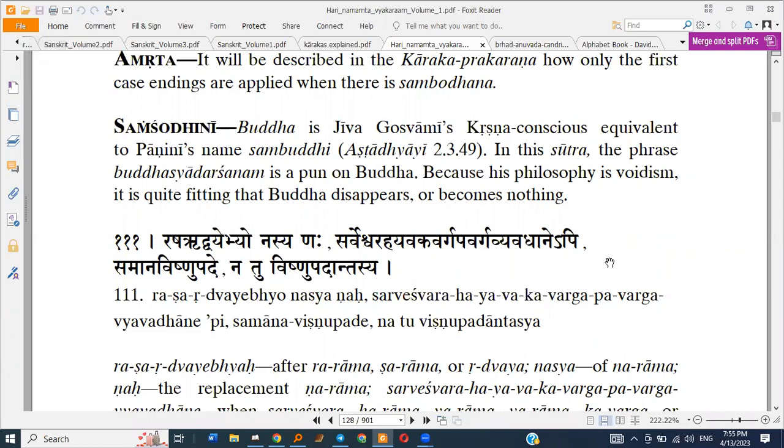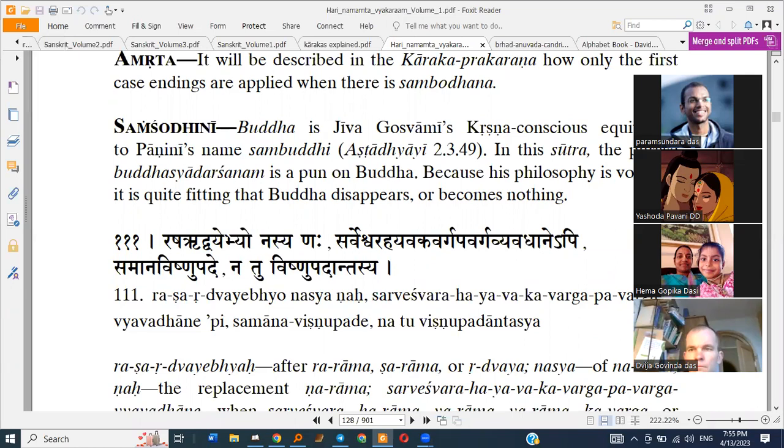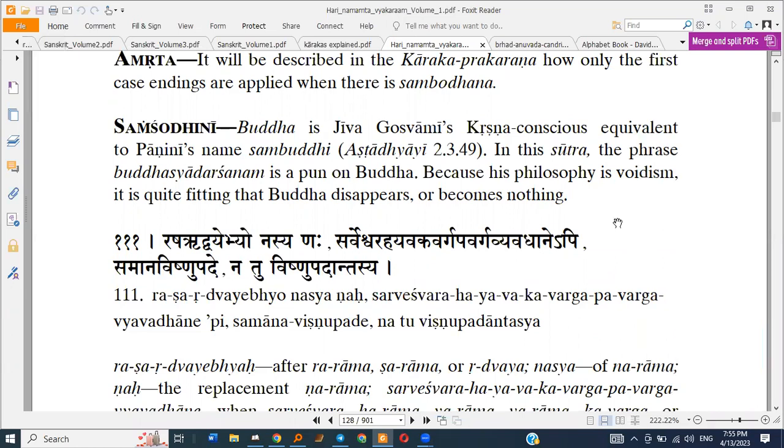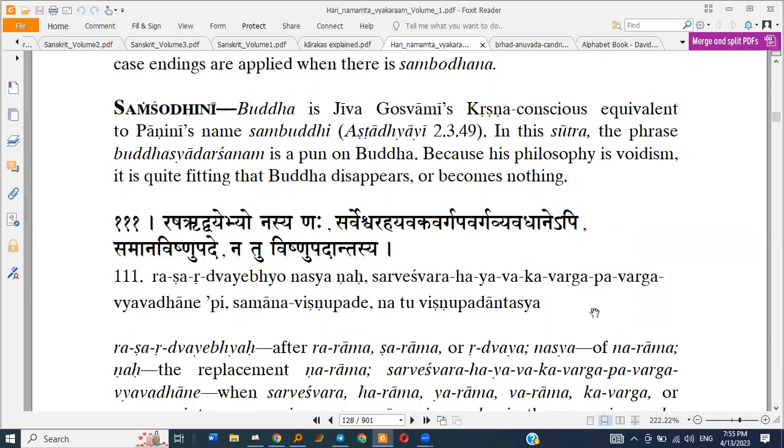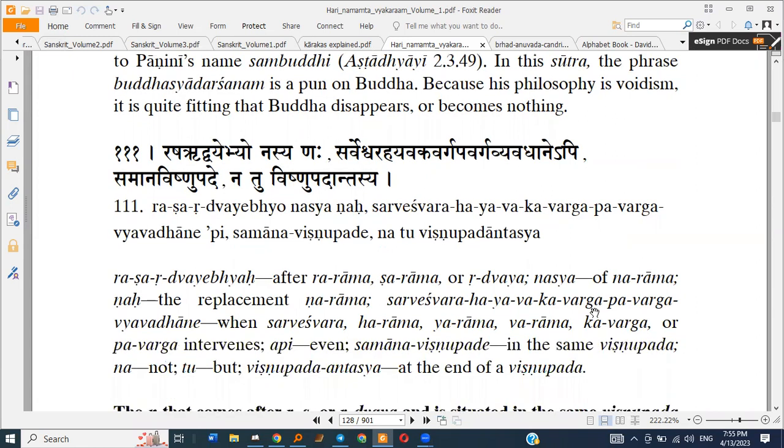Resuming from Harinama Vyakaranam, we had completed Krishna Shabda, all of the forms. Then there is another sutra, the 111th, which says: Ra Sha Rit Dvayebhyo Nasyanaha Sarveshwara Yava Kavarga Pavarga Vyavadhanepi Saman Vishnupade Natu Vishnupadantas.